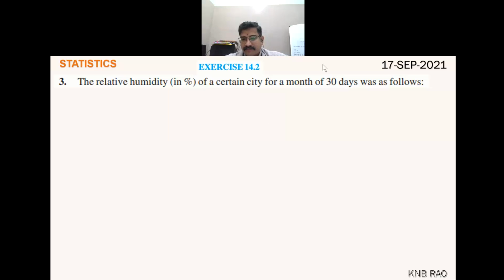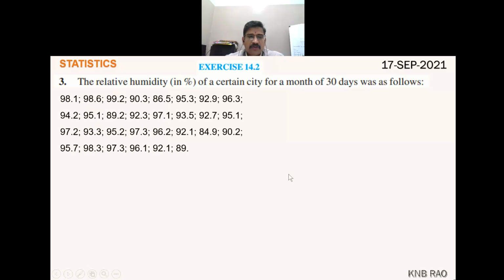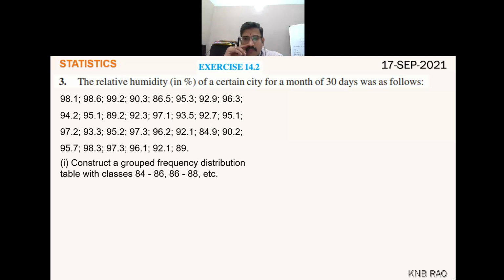So in this question, these are the numbers given. The relative humidity in percentages of a certain city for a month of 30 days was as follows. Now, if you want to group this data, they suggested to group this data with the frequencies in points. They asked us to use class intervals as 84 to 86, 86 to 88, and so on.